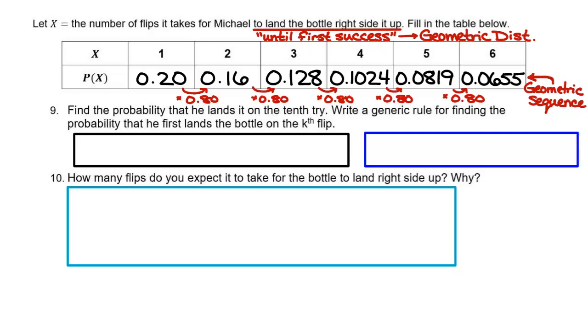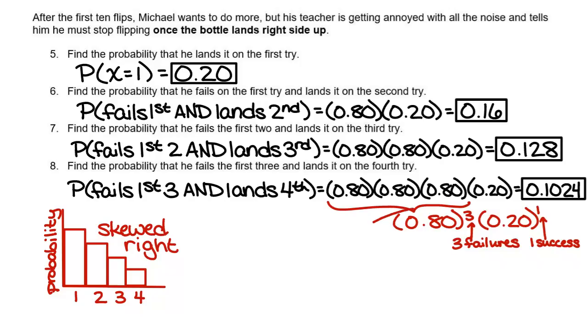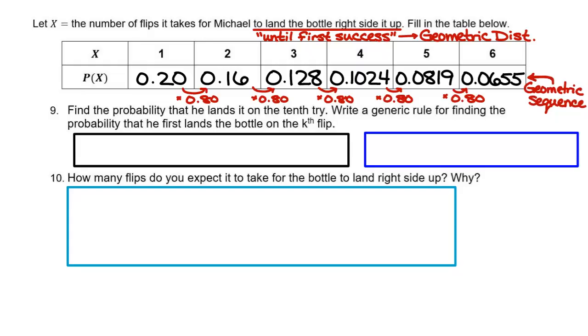So if it's 0.0655, and you guys already kind of found a shortcut for us back here, these are my failures, and I only have 1 success. Can you find the probability for me that it takes until the 10th try to get the first success? On the 10th flip, he gets his first success.